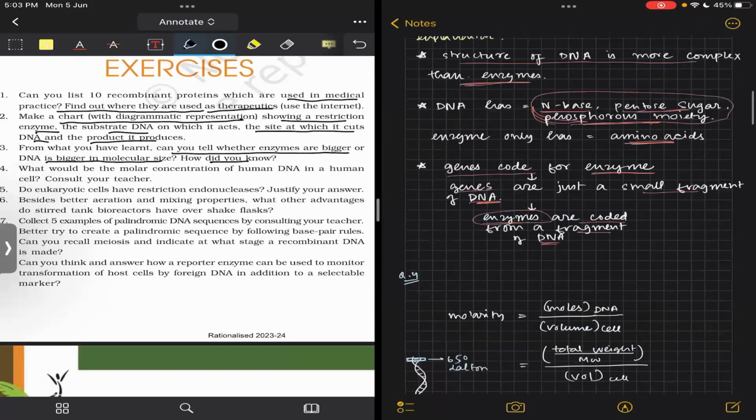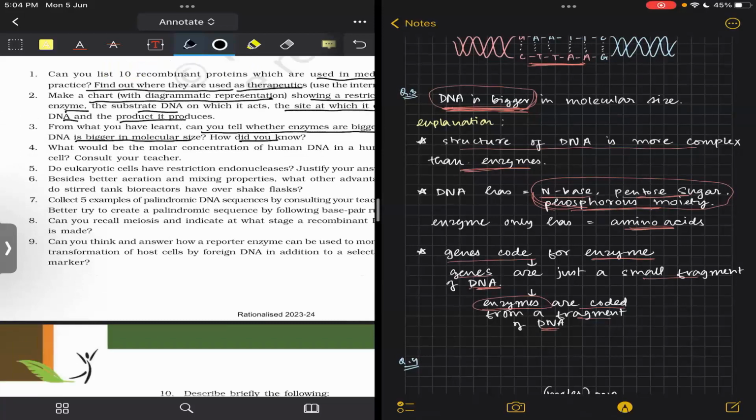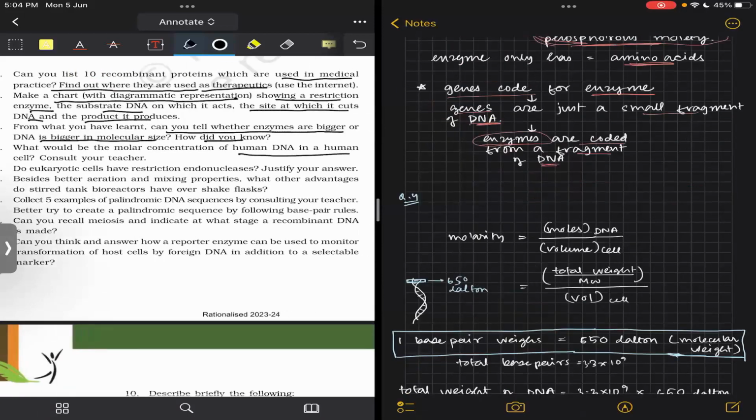What is our answer? Based on this, DNA is bigger in molecular size. Now coming to question number 4. What would be the molar concentration of human DNA in a human cell?